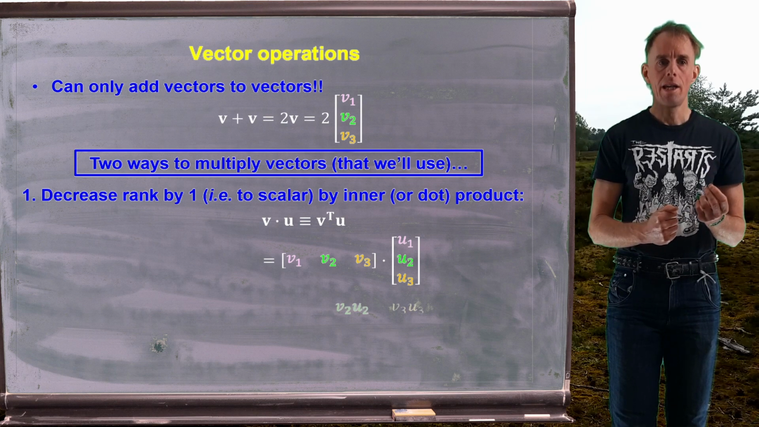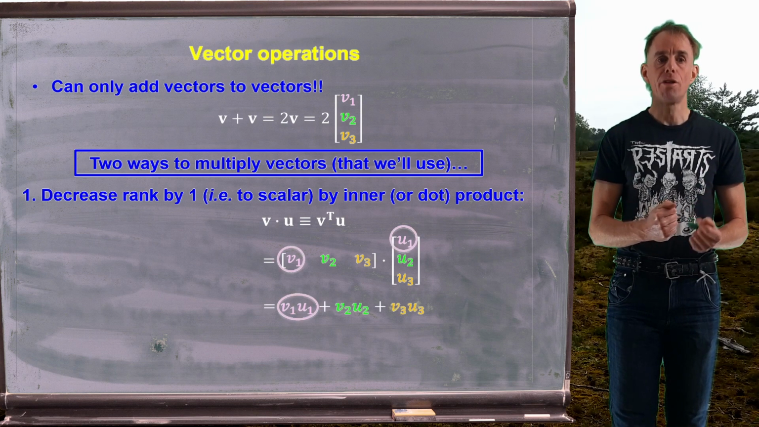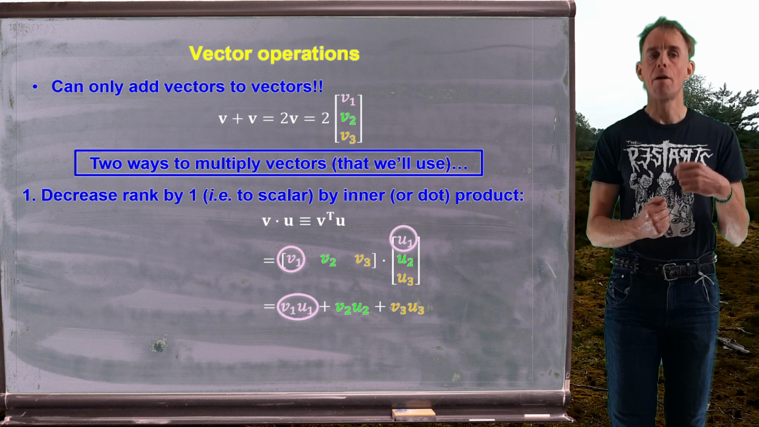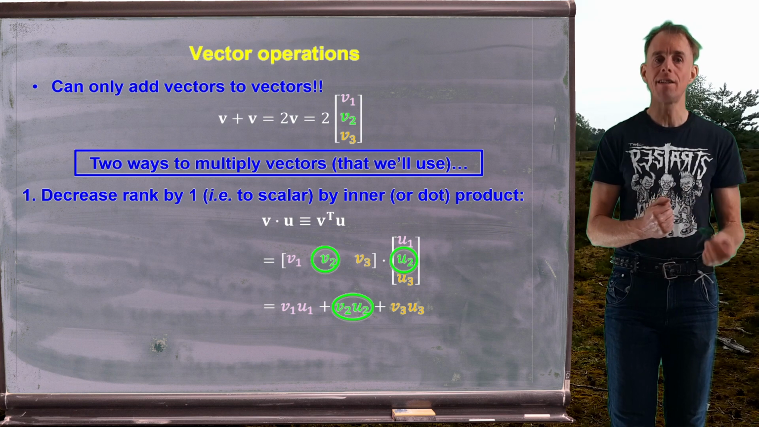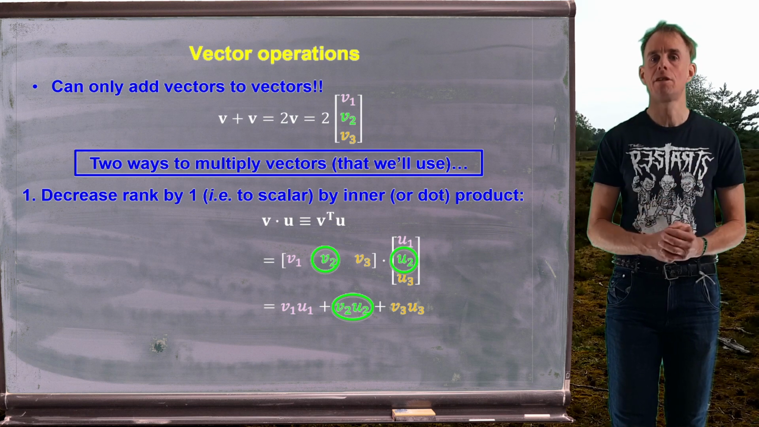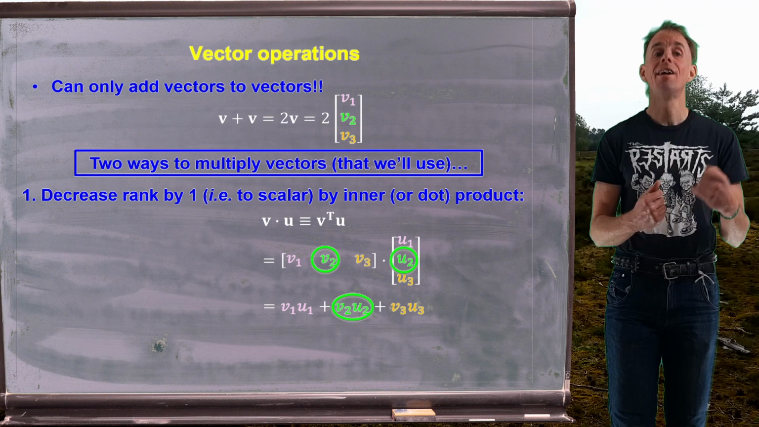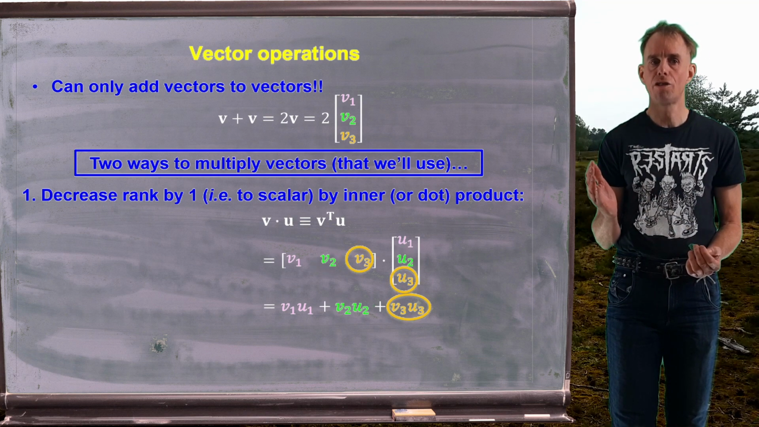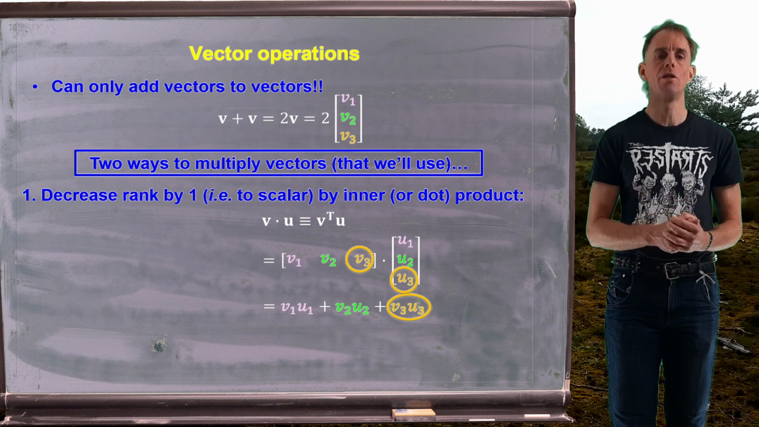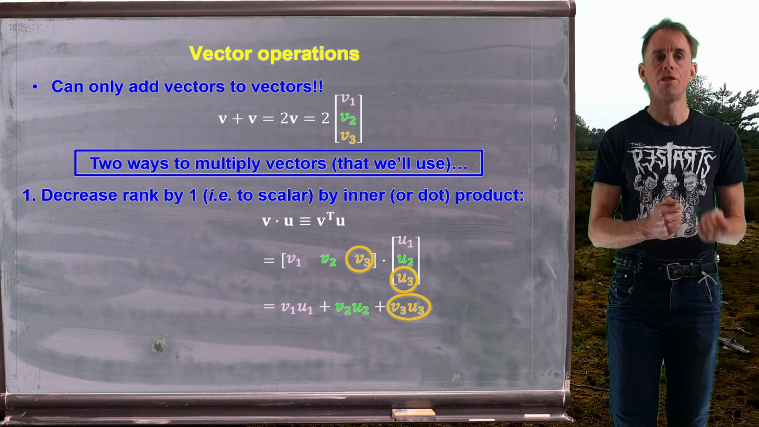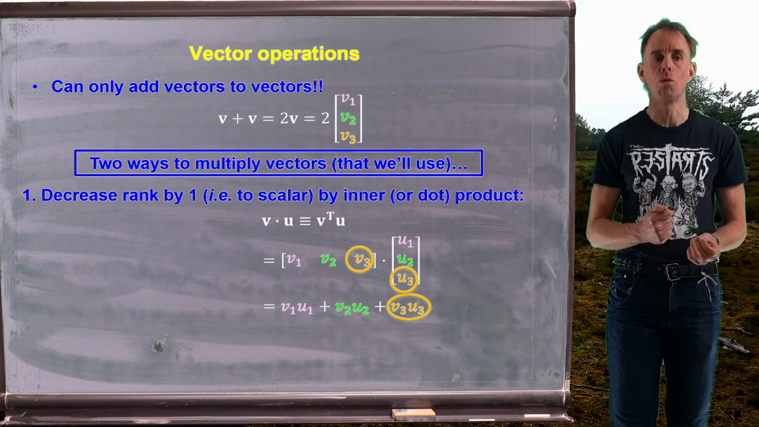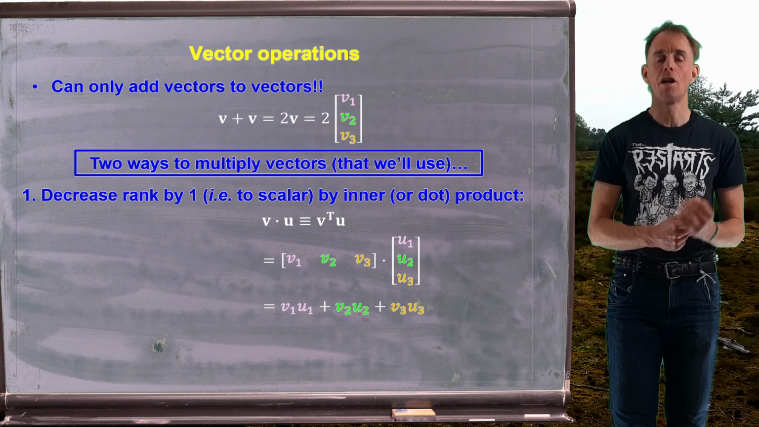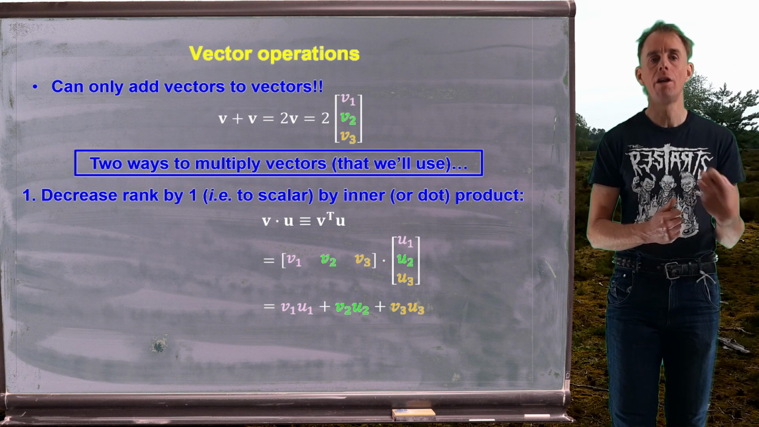And what we do is we multiply the first element in the row with the first element in the column. Then we add that to the product of the second element in the row to the second element in the column. And we add that to the product of the third element in the row to the third element in the column. And so v1u1 plus v2u2 plus v3u3 gives us the inner product, and that is a scalar quantity. So we've decreased the rank of our vector by 1 from a rank 1 to a rank 0.